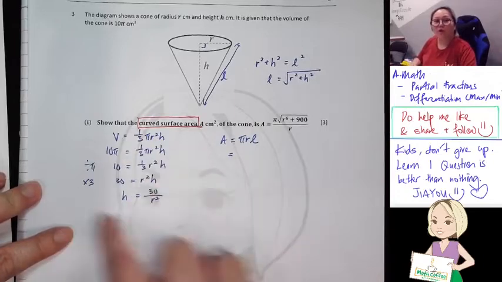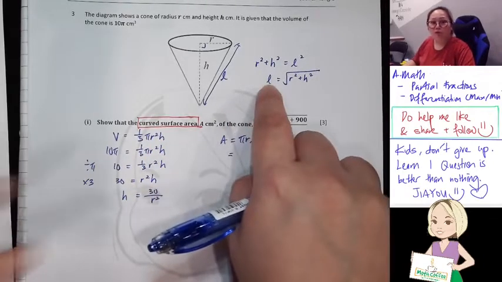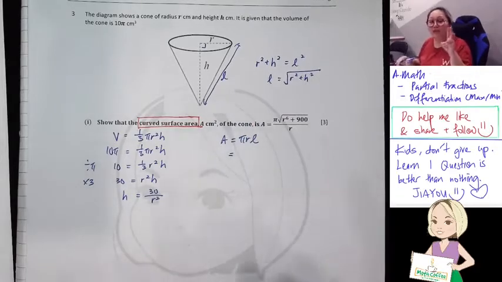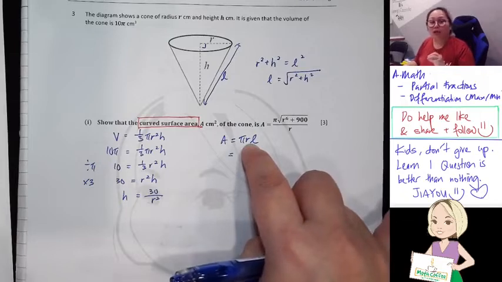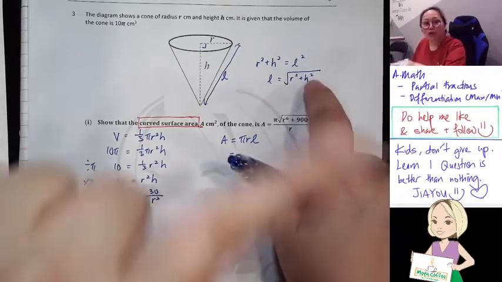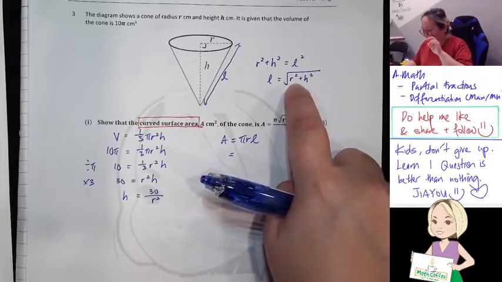Because my formula over here is only h and r, the L is not helpful. So I need to so-called get rid of the L as well. So you see, this is very tricky. I have the L, I need to change it to become h and r. Then after I've done it to h and r, I need to change the h to become r again. So it's like 2 tiers.